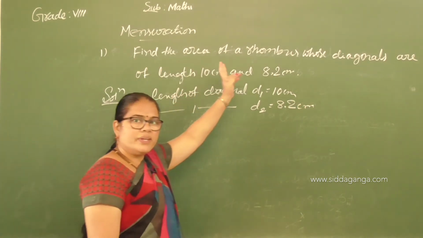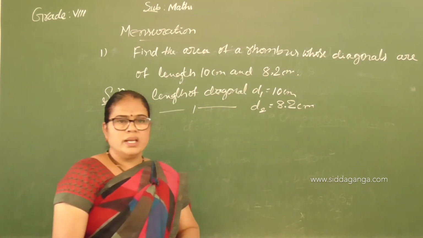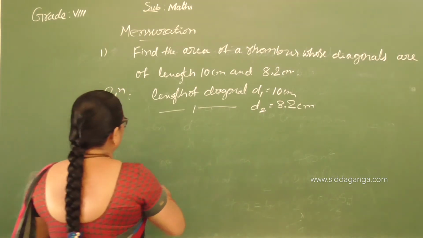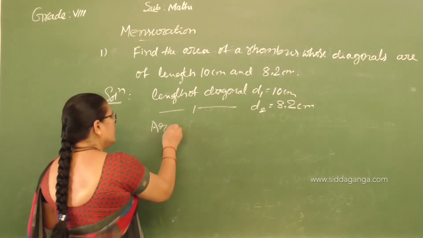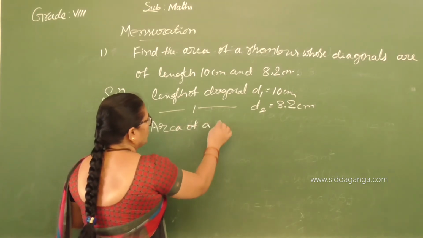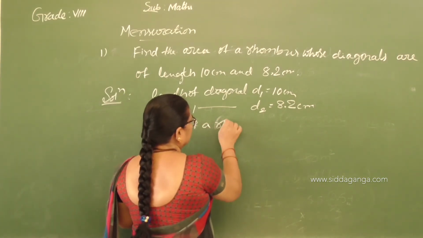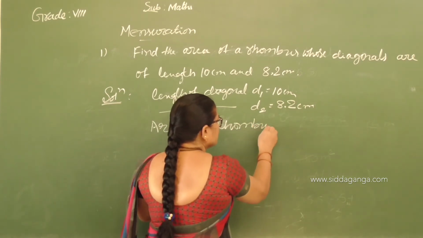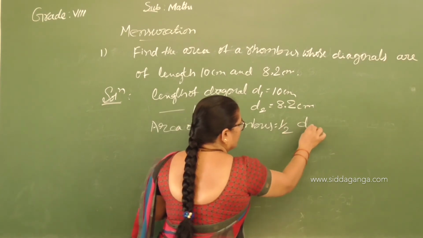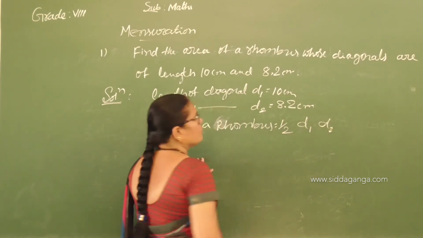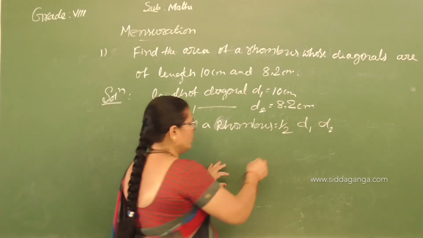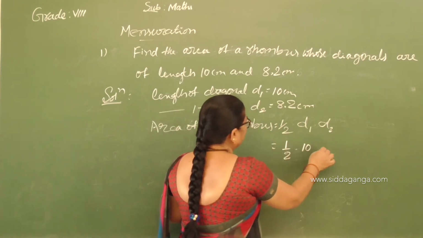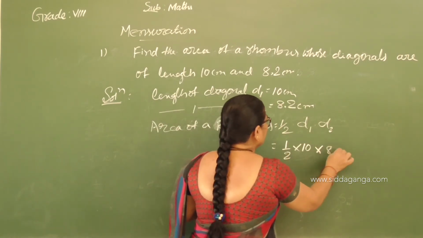What can we find out? Find the area of a rhombus. What is the area of the rhombus? Area of a rhombus is equal to half into D1 into D2. Next I can take the formula. Area of a rhombus is equal to half into diagonal D1 into D2. That will be equal to half into, what is D1 here? 10. D2 is equal to 8.2.